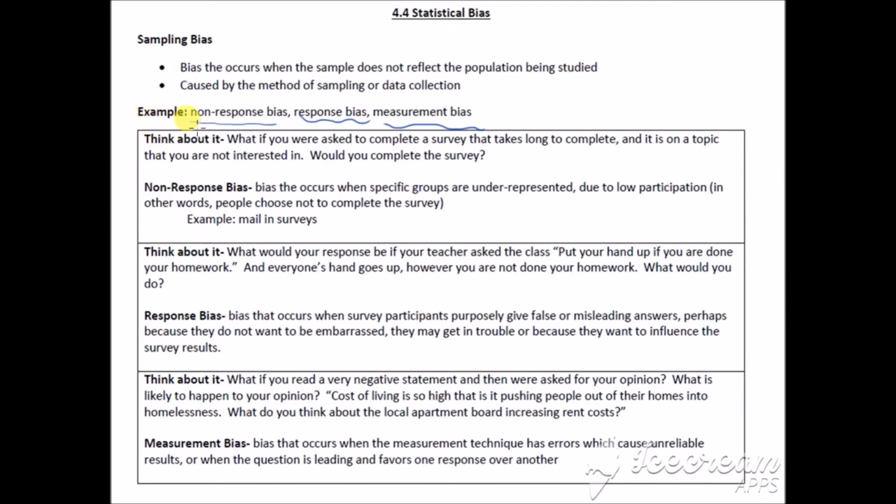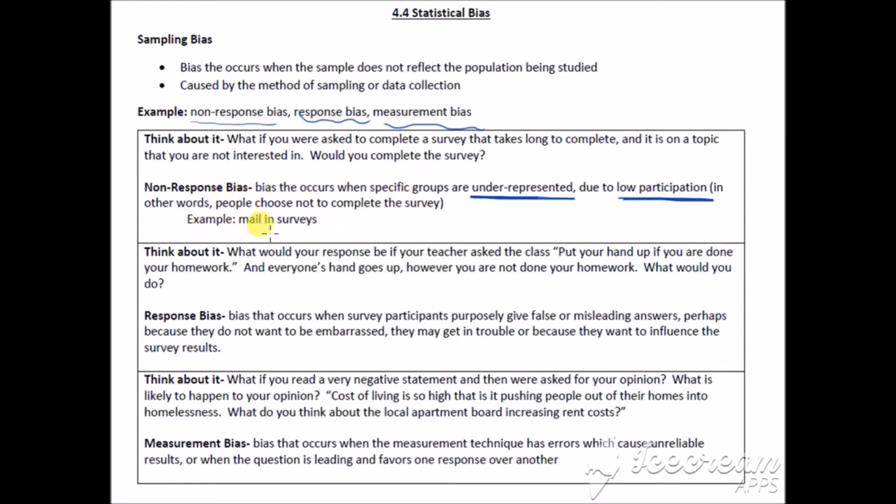Okay, so think about it. What if you're asked to complete a survey that takes a long time to complete, and it's on a topic that you're not interested in? Would you complete the survey? Okay, me personally, no. So what a non-response bias is, it's a bias that occurs when specific groups are underrepresented, okay, due to low participation. In other words, those people who are not interested and it takes long to complete and they're choosing not to complete it. Okay, people who choose not to complete the survey.